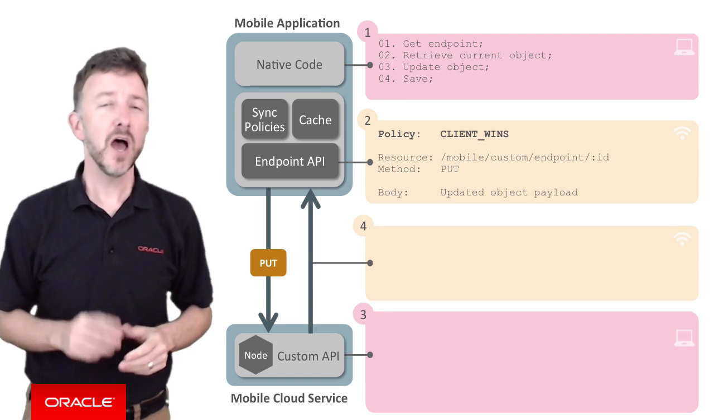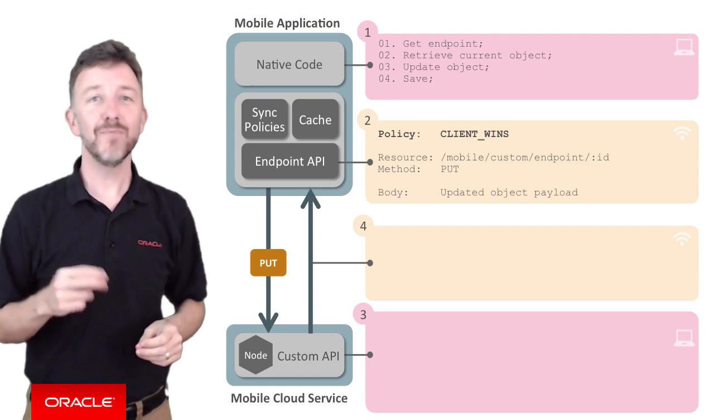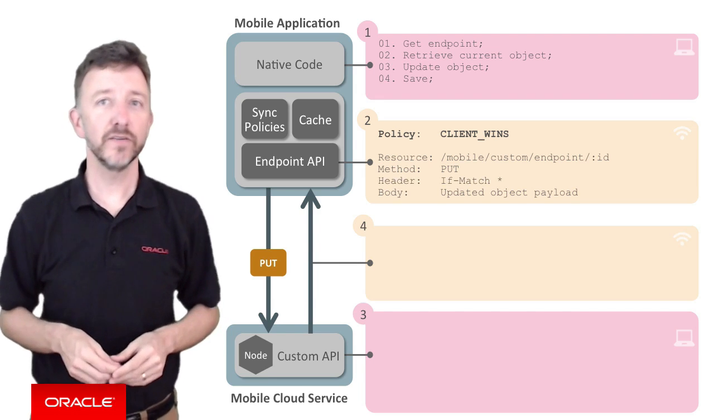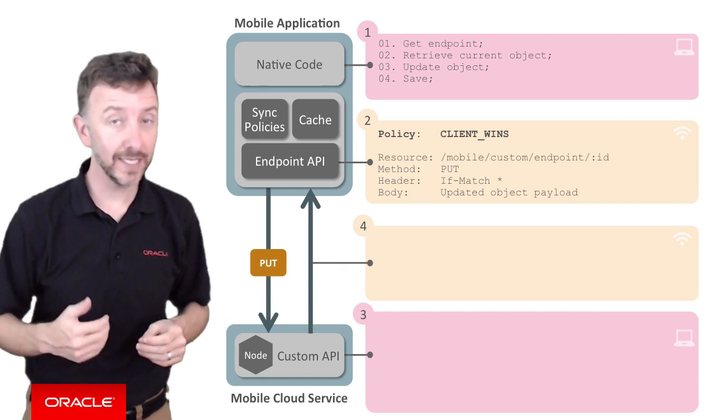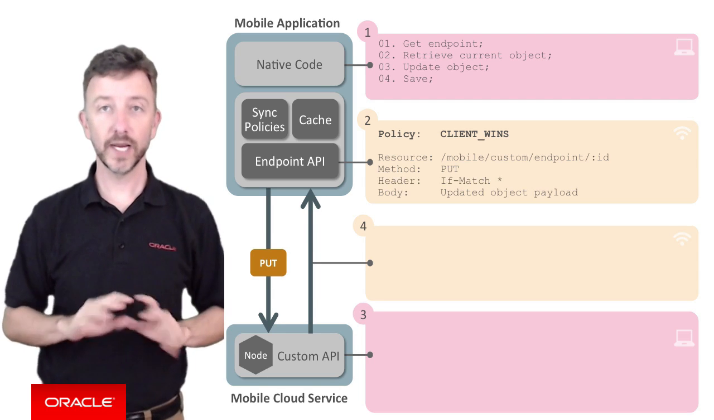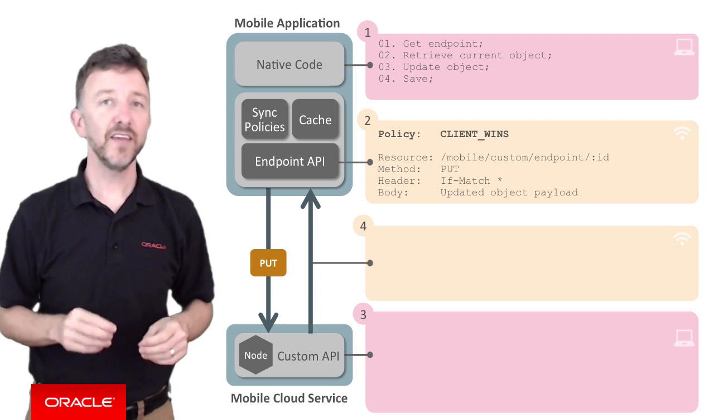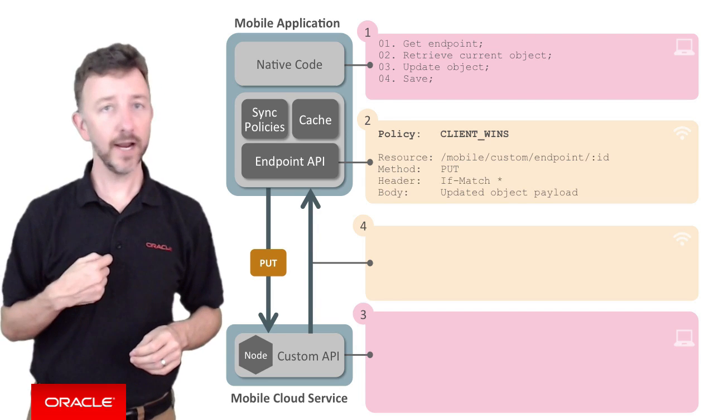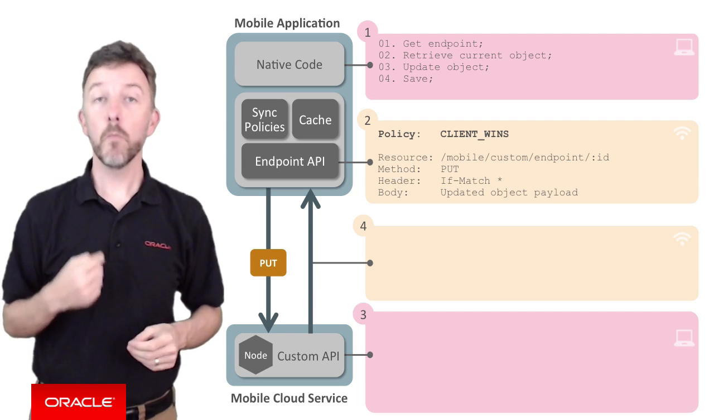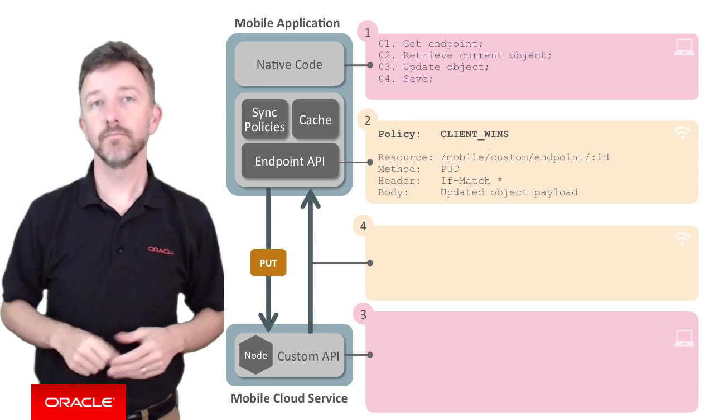And in addition, note the addition of the If-Match star header. This header indicates to the server that the client is using the client-wins policy and expects its updated object to overwrite the server's object regardless. In other words, the If-Match star header says, I don't care as a client what match you find, server, indicated by the star, my update should win.